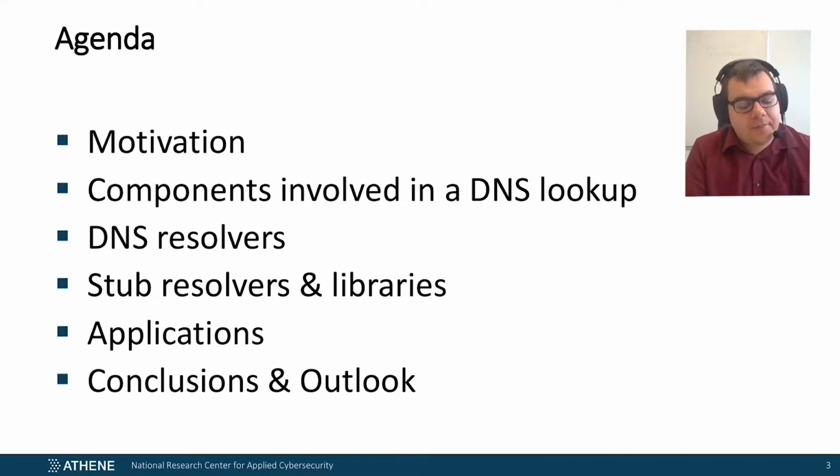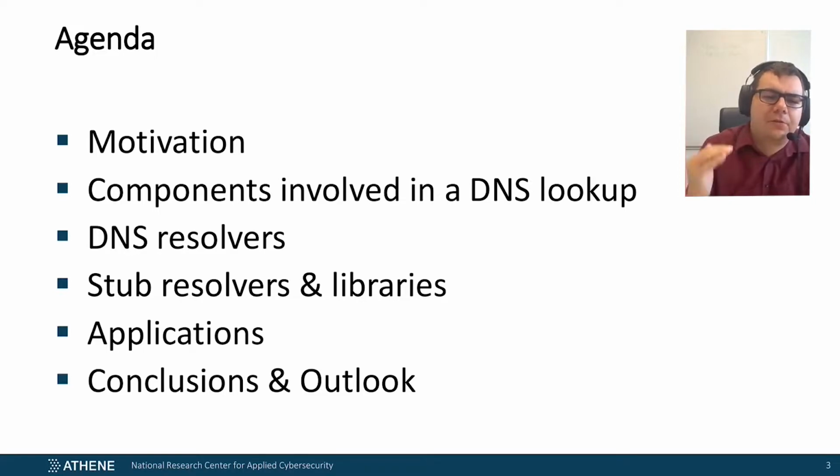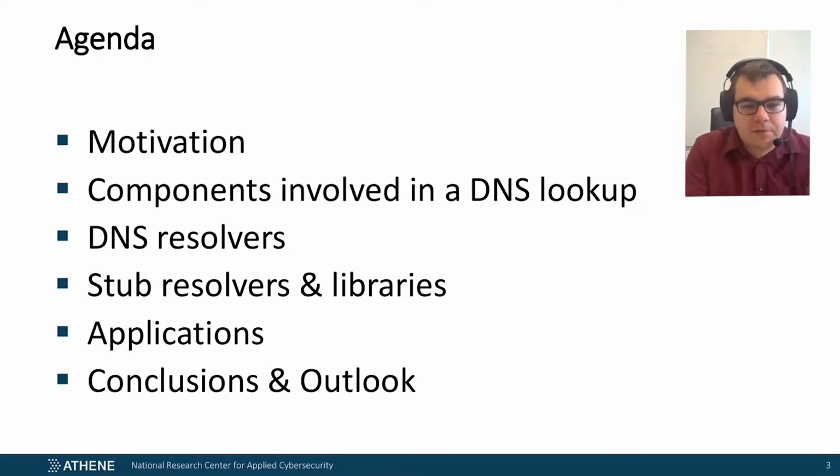Let's look at the agenda. I'll quickly talk about the motivation for our paper, and then we will look into different components involved in a DNS lookup, and go through them and look at what can go wrong in those components when they handle DNS records. Then I'll provide some conclusions and an outlook, and tell you what we are doing to prevent those vulnerabilities, and what we are doing with the developers of the software.